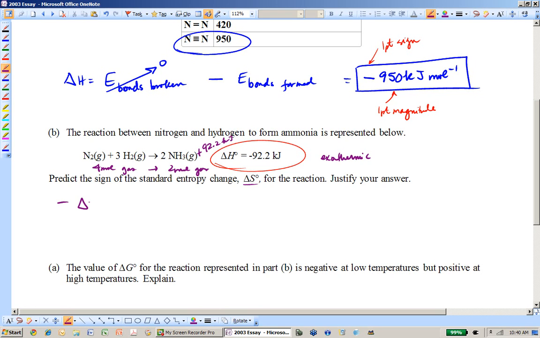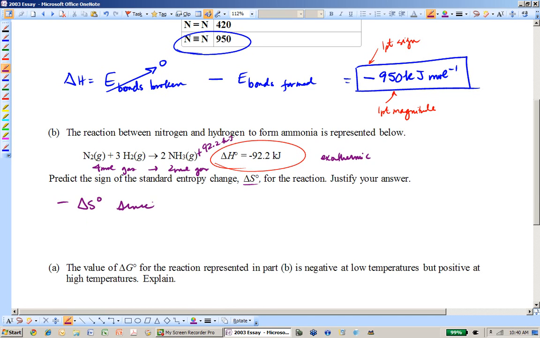So negative delta S naught, get your prediction right up there at the beginning. That's a drop. My key says positive delta S, which is freaking me out a little bit. But it's a drop in disorder, though, so it's negative.